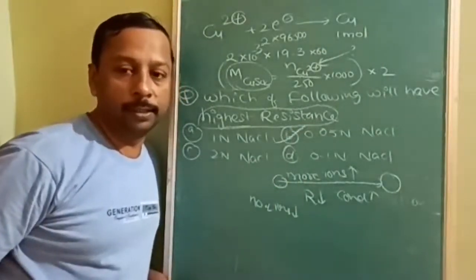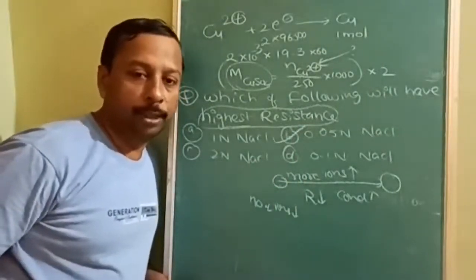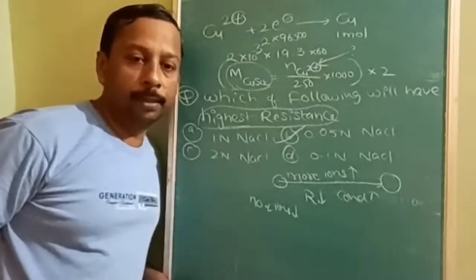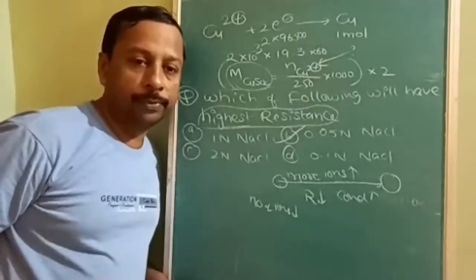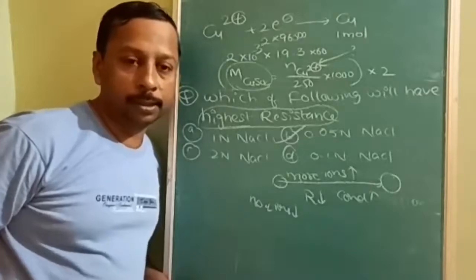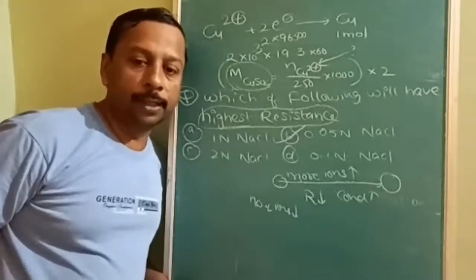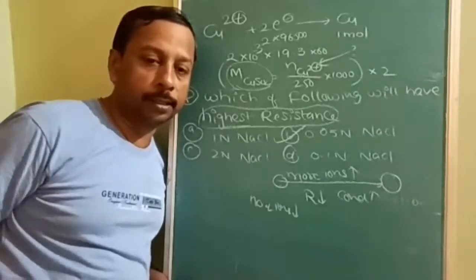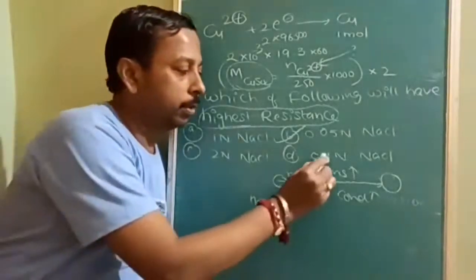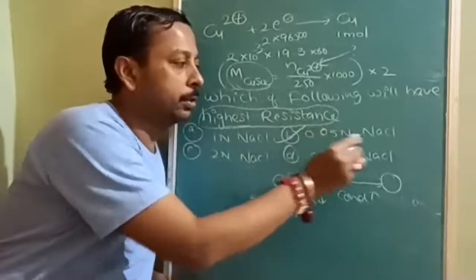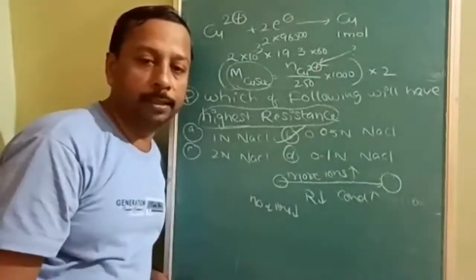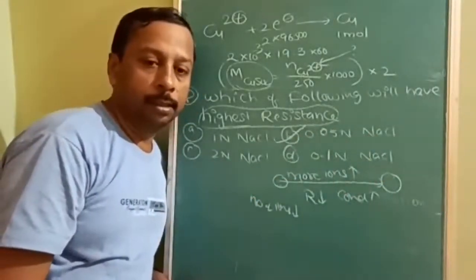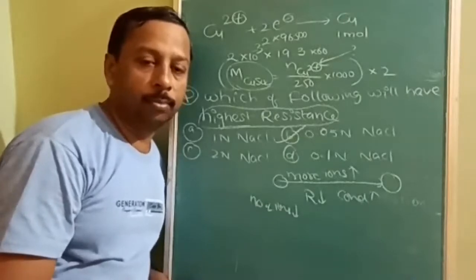Write down with reason. In B, the number of charge carrying ions, Na plus and Cl minus, is less. Hence, resistance is more.